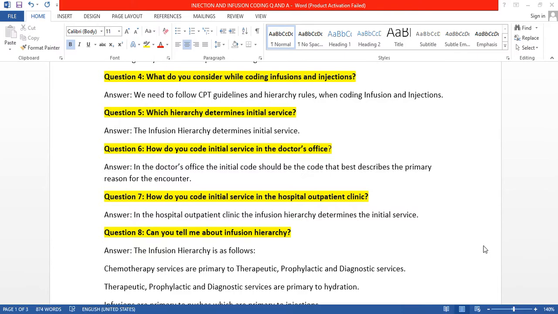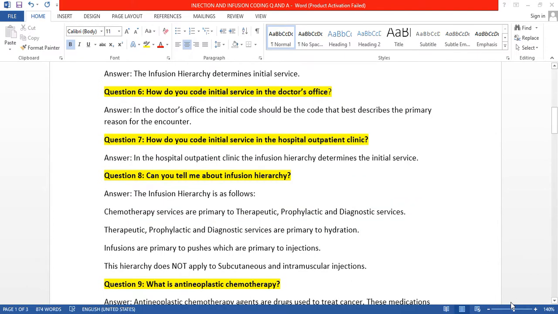Next question. Which hierarchy determines initial service? Answer: the infusion hierarchy determines initial service. Question 6. How do you code initial service in the doctor's office? Answer: in the doctor's office, the initial code should be the code that best describes the primary reason for the encounter, which is common everywhere. Next, question 7. How do you code initial service in the hospital outpatient clinic? Answer: in the hospital outpatient clinic, the infusion hierarchy determines the initial service.